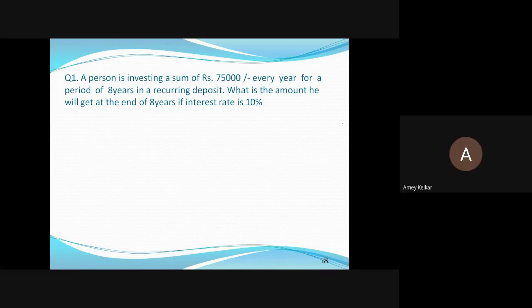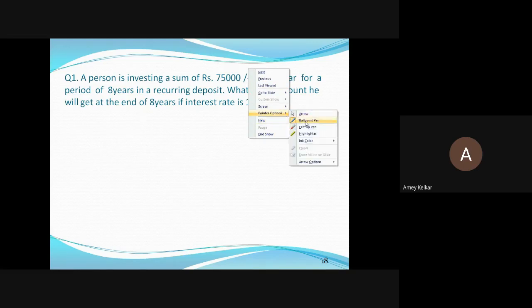No, 1 minute. A person is investing a sum of 75,000 every year. So it is annuity. Every year, annuity. Yeah, every year. Thank you. Very good. So now this has to be taken into consideration.